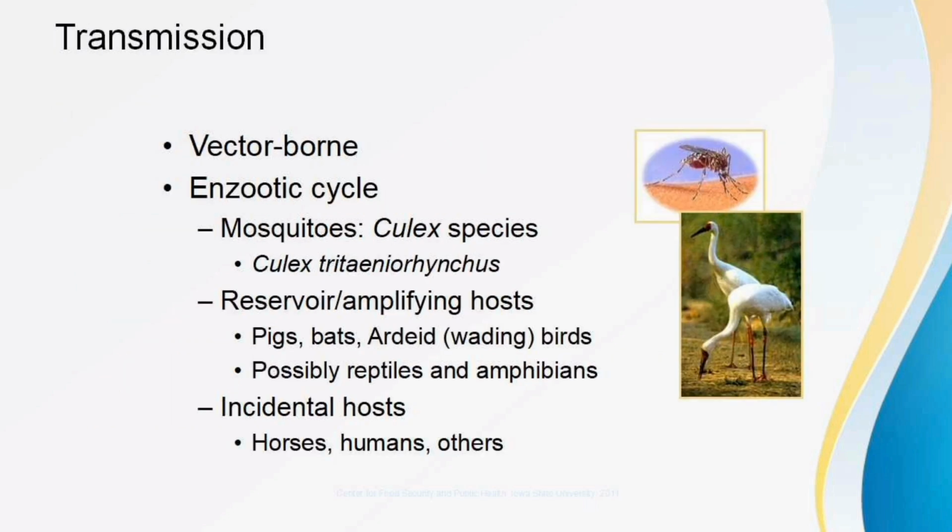Japanese encephalitis is a zoonotic disease that affects humans and several species of animals. It is transmitted by mosquitoes. The most important vectors are Culex species. There have been limited studies done on snakes and frogs. Their importance at this point is unclear.